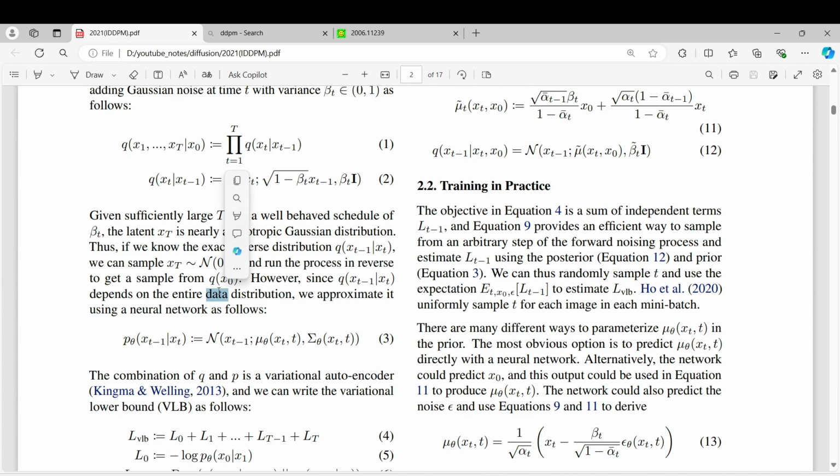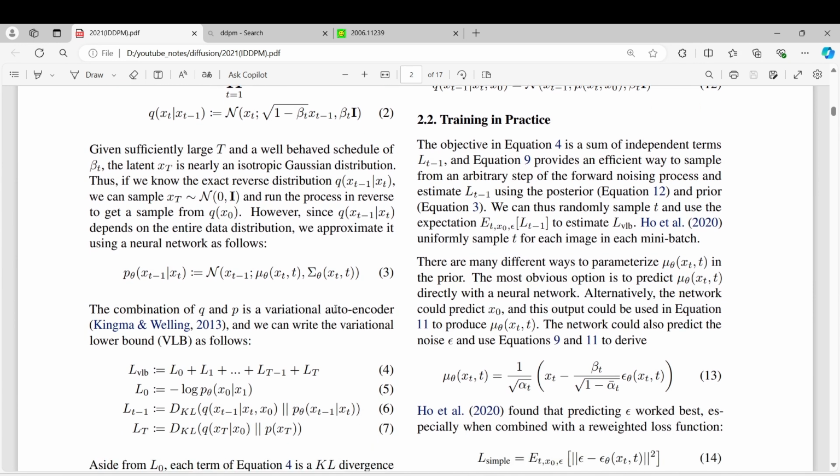We only have a few samples, so we don't have the whole distribution, but we can make the neural network approximate this. I think this is the real power of the neural network. So we can approximate using this neural network mu_theta and sigma_theta, which will help us find the mean and the variance of this transition.